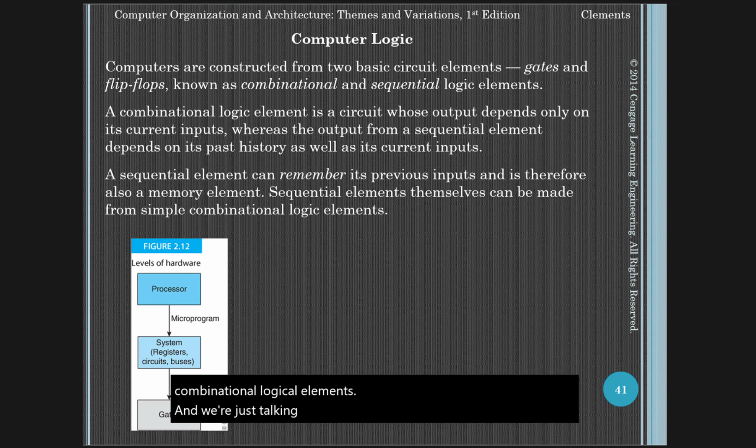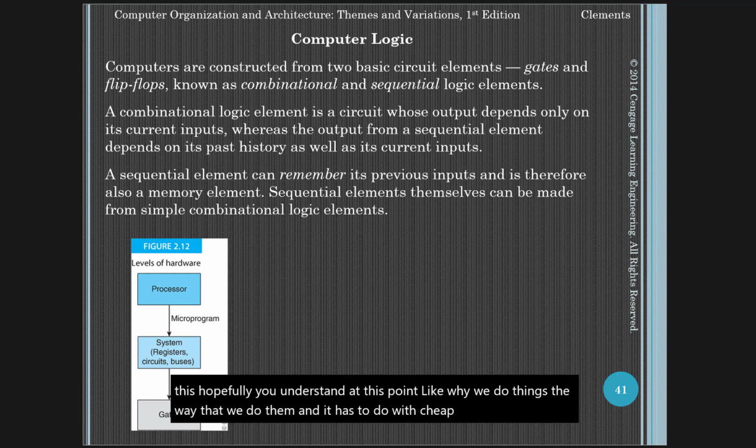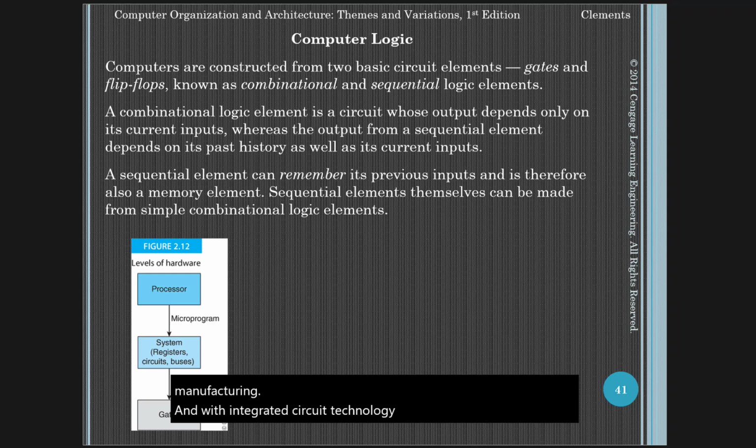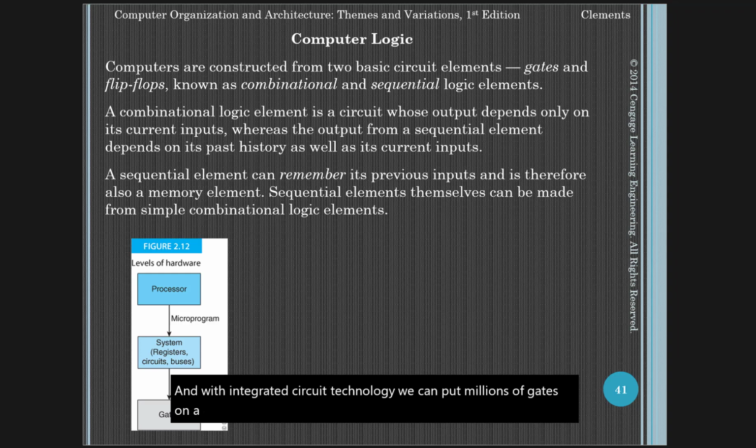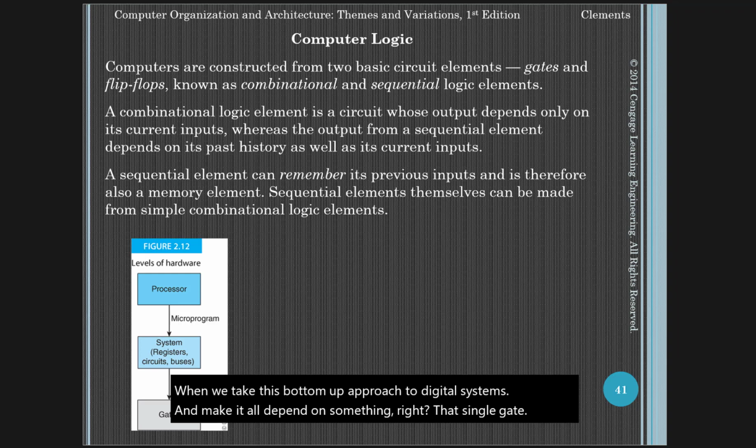And we're just talking about circuits. The practical significance of gates is that they're very cheap, right? And hopefully you understand at this point why we do things the way that we do them. It has to do with cheap manufacturing. With integrated circuit technology, we can put millions of gates on a single silicon chip. So it's easy to build digital systems composed of millions of gates when we take this bottom-up approach to digital systems. A single gate can turn into several gates, which creates a functional unit, and then these functional units are all put together to make a computer.